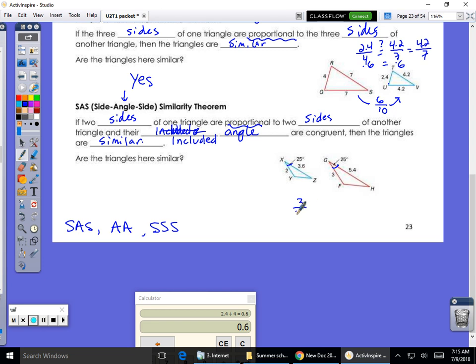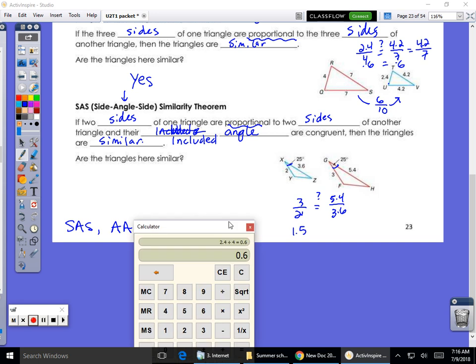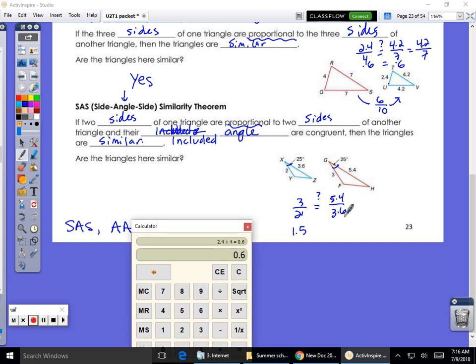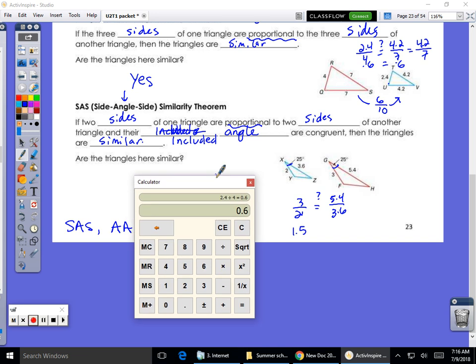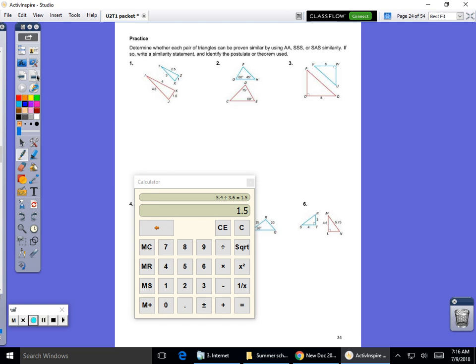Here I have 3/2, which is 1.5. And I want to see, is that equal to 5.4 over 3.6? If we think about factors of 9, this is 9 times 4 and 9 times 6. So I could just make this 6/4, and I see that that is 1.5. But you could just type in 5.4 divided by 3.6, and we see it is 1.5. So we want to make sure that the sides are proportional. Okay, great. So are these similar? Yes, they are. So you guys have some practice. You want to check with those three: angle-angle, side-side-side, and side-angle-side. And we just went through 3 of them.